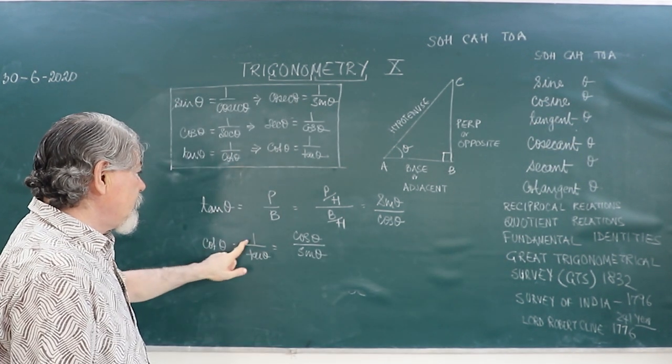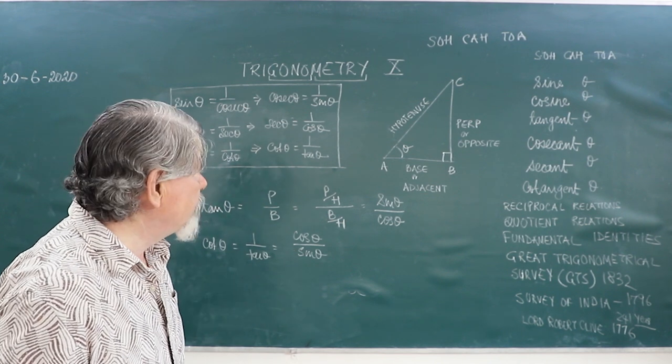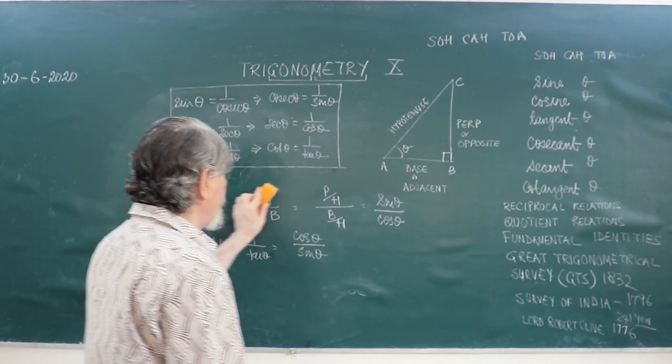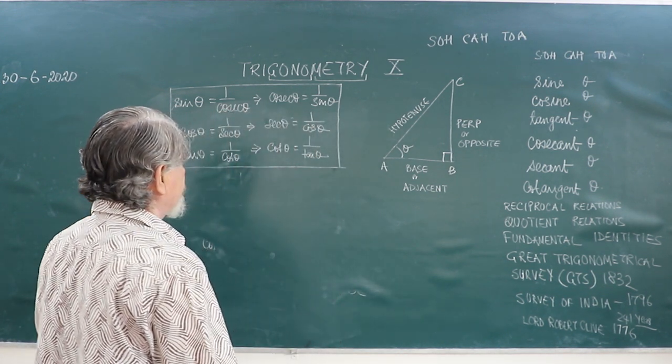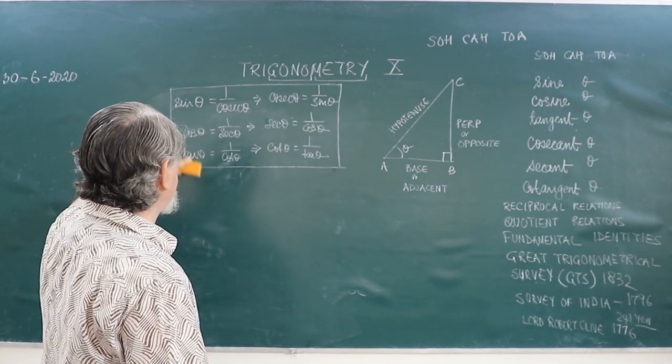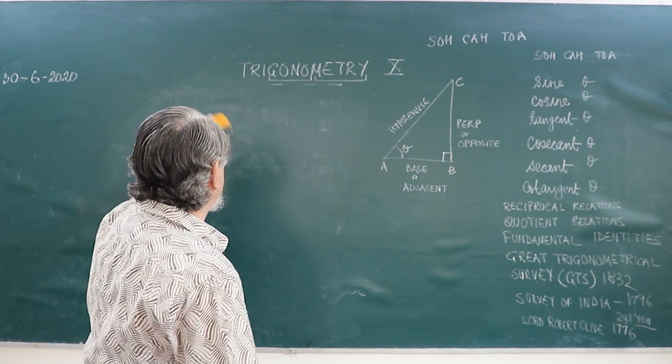So cot theta is 1 upon tan theta, cos theta upon sine theta. Let me write them down also on one side, and then we will discuss certain more things. Okay, let's rub it off. You must have noted it down, I'm sure.